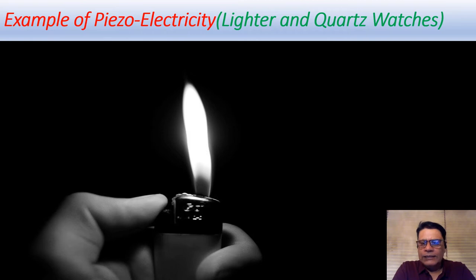So these piezoelectric elements are not only used in making jewelry, but they are also used in our daily life. Like if you put pressure on a cigarette lighter, this pressure energy is converted into electrical energy and a spark is produced, and that spark ignites the fuel. In this way, a piezoelectric element works in a cigarette lighter. And there are some watches too that use a quartz element to keep the time. That's why they are called quartz watches.